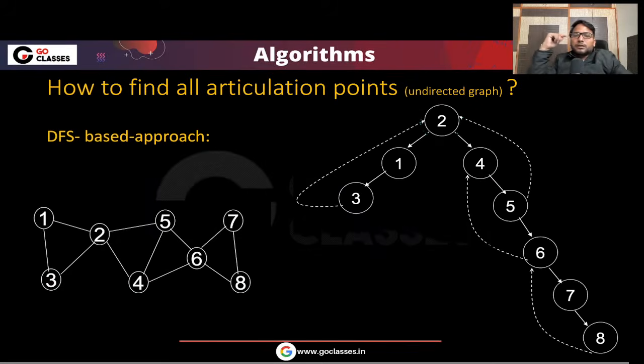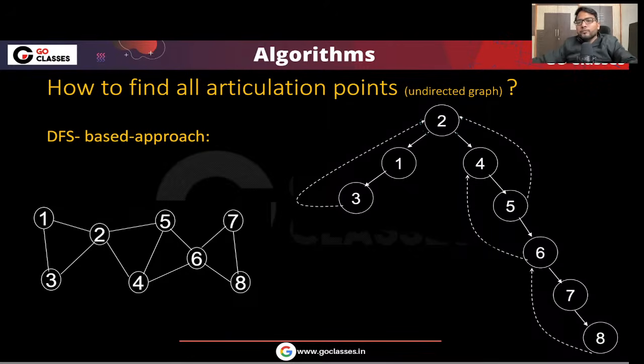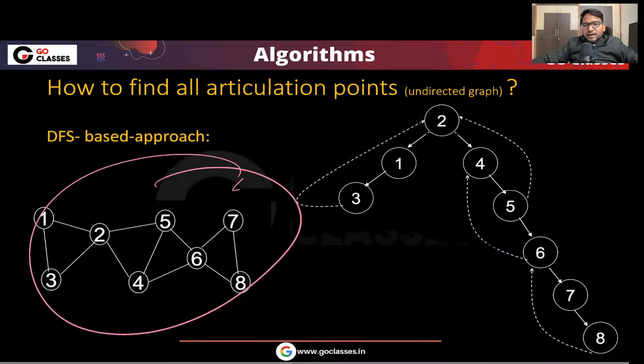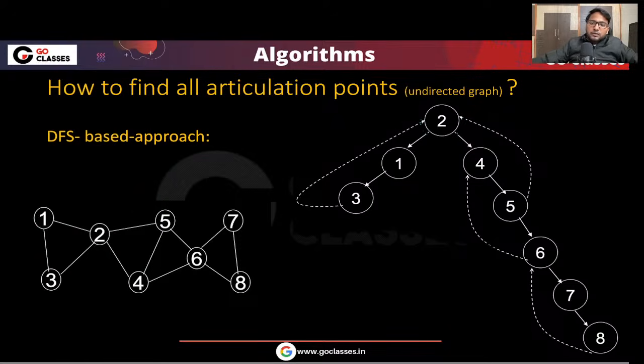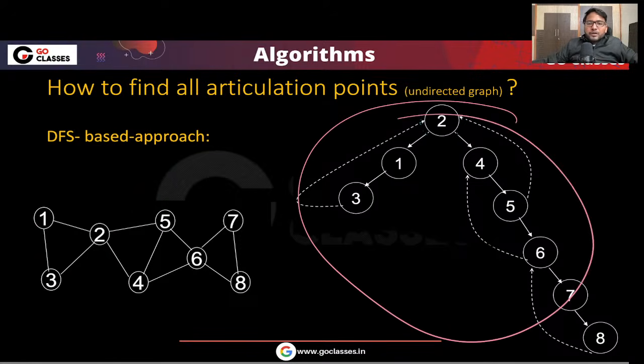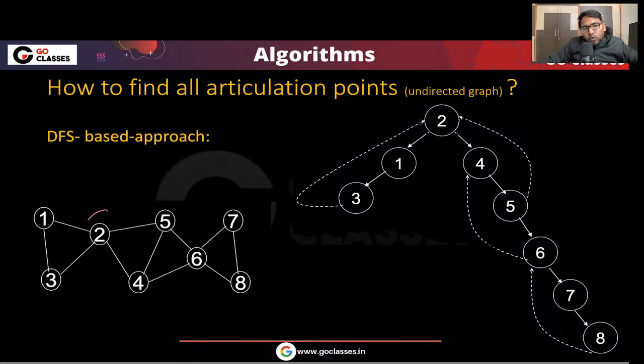See, this is a DFS based approach. Okay, this is going to be the DFS based approach. Now in this approach we are going to see how to find out the articulation points. See here, let's suppose I make the directed tree of this particular graph, which is a DFS tree. Okay, let's suppose I choose 2 as a root.